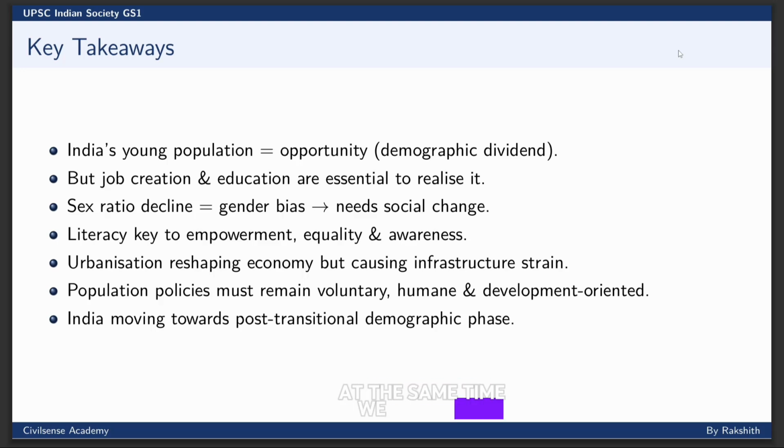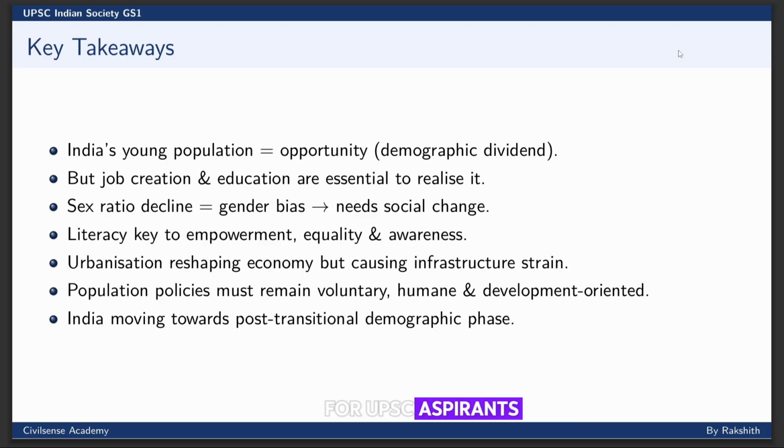At the same time, we also saw serious concerns, especially declining sex ratio and child sex ratio. These are not biological problems, they are social problems rooted in mindset, patriarchy, and son preference. And we also discussed literacy and inequality, where progress is visible, especially for women, but gaps still remain across gender, caste, region, and urban-rural lines. And these inequalities show us that development is uneven, and unless we address them, growth will not be inclusive.